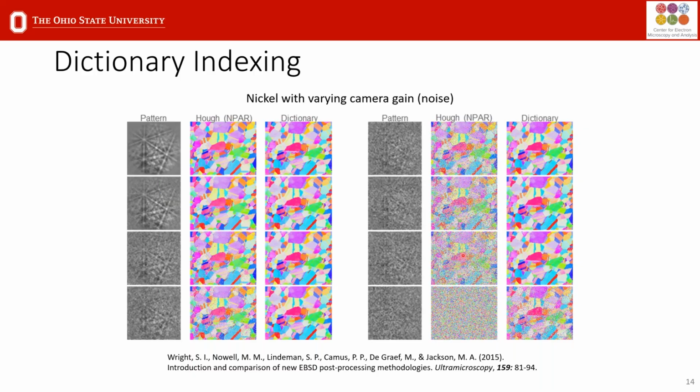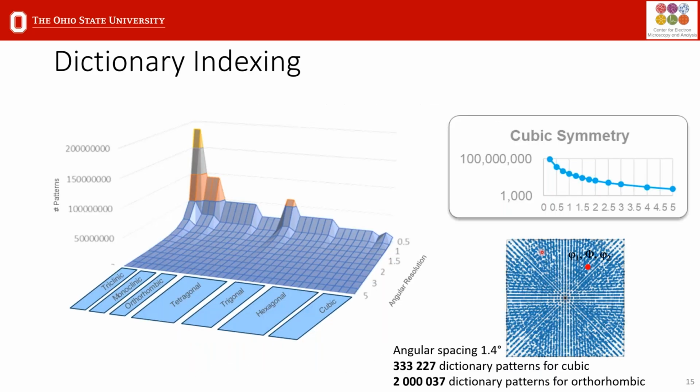So if you compare the Hough indexing, even after pattern averaging, you can see a lot of noise pixels, while with dictionary indexing, you still get quite reliable orientation information. The problem, however, with dictionary indexing is related to the sampling of the orientation space. So for a cubic crystal, if you space out these points by 1.4 degrees, you end up with over 300,000 points or patterns that you need to compare against your experimental pattern. And that can make the analysis quite slow.